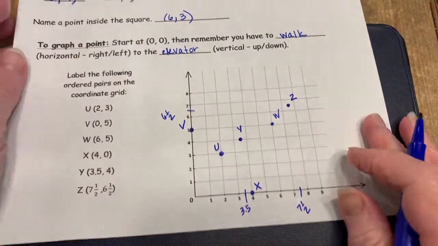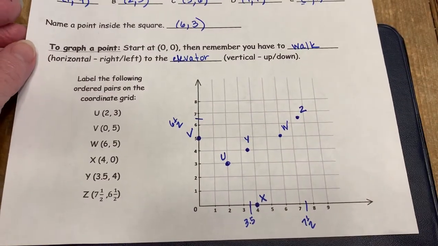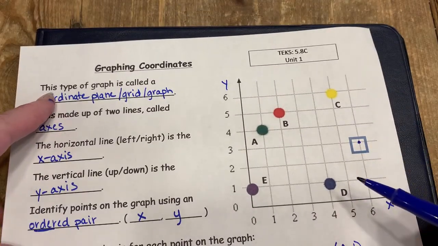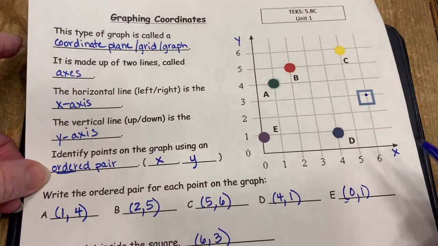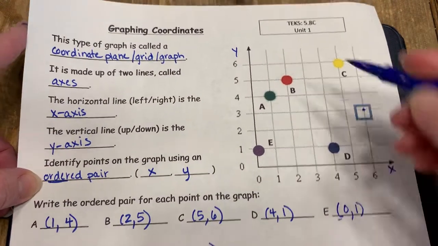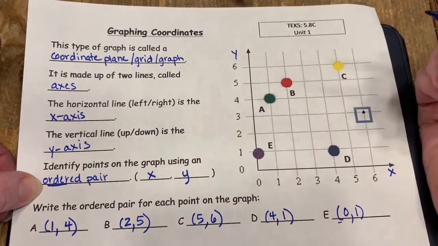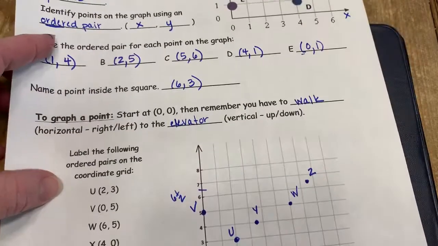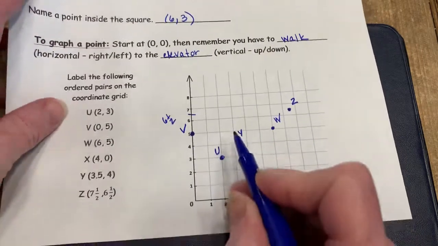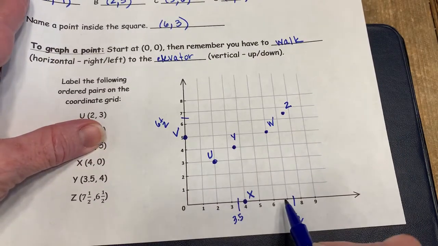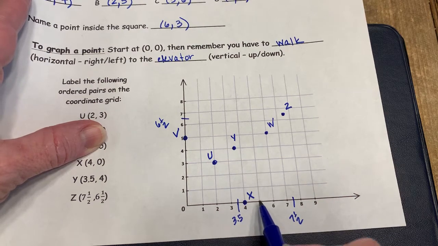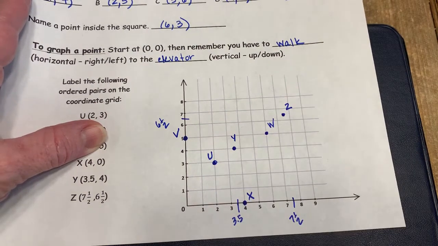All right, so that is graphing coordinates. Remember, you have several names for this: a plane, a grid, a graph. But basically the important part is knowing your x is horizontal, your y is vertical, and knowing that x has to always come before y. And then when you're graphing, always start at 0. Go left or right first. Walk to the elevator and then take it up. Okay, all right, see you soon.